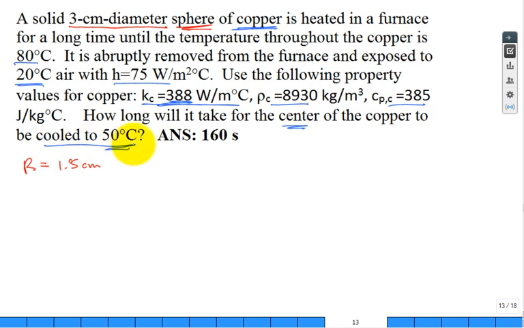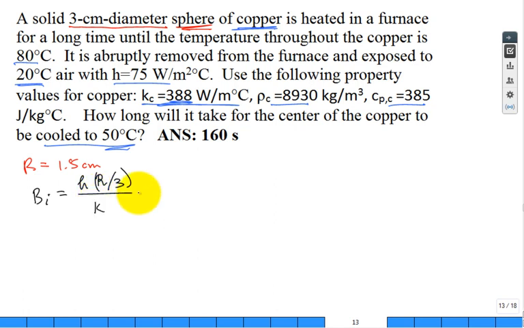First step in a problem like this, see if you can use lumped capacitance. Does it matter if it's the center or the surface of the copper if lumped capacitance is justified? It's the temperature anywhere in the copper, one temperature as a function of time. So we check the Biot number, which is h times the radius divided by 3, because that's a characteristic length for a sphere.